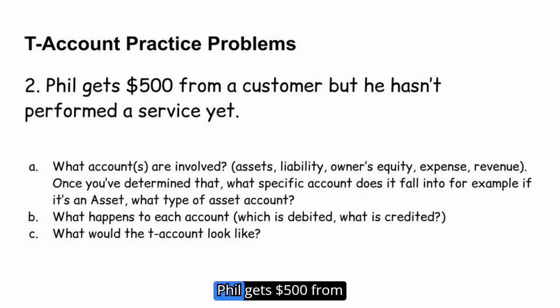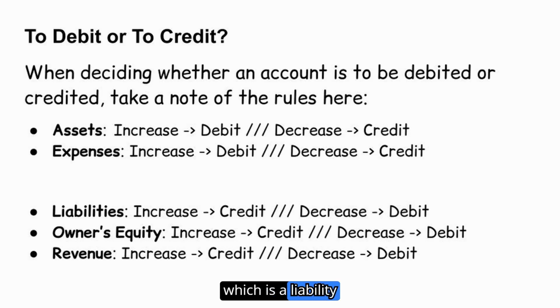So in number 2, Phil gets $500 from a customer for a service he hasn't performed yet. So right off the bat, we know that an asset is involved because we are gaining cash, but we haven't provided the services yet. And the wording of the problem signals that there's a liability involved because he hasn't specifically performed the service yet. This falls under the account of unearned fees, which is a liability account.